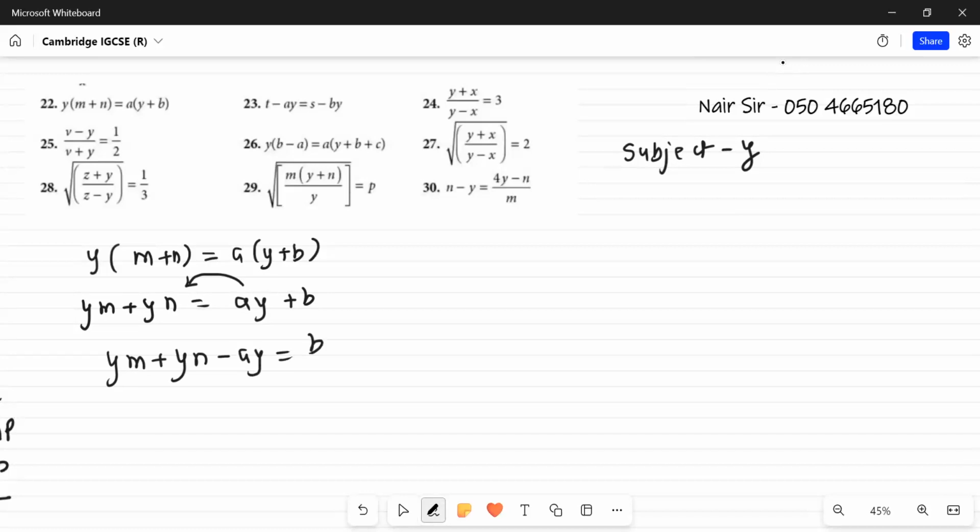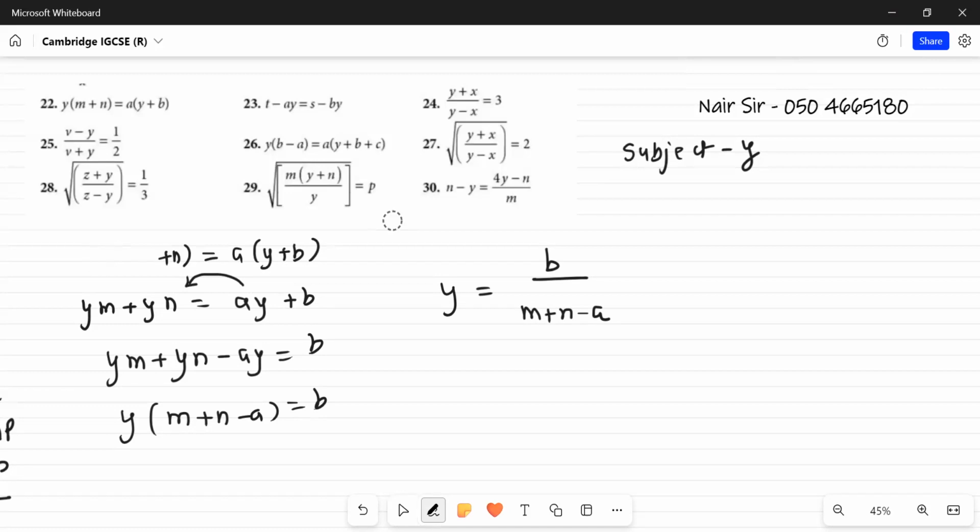Can I take y common? Yes, sir. What is left? m plus n minus a is equal to b. So y is equal to b upon m plus n minus a. A different question, but if you maintain the same method, you will be able to solve it. Thank you very much. Let's look at the next question.